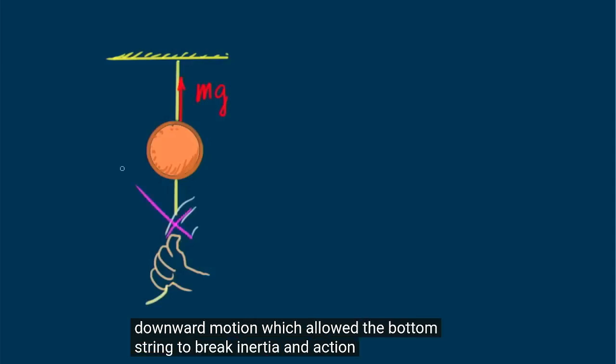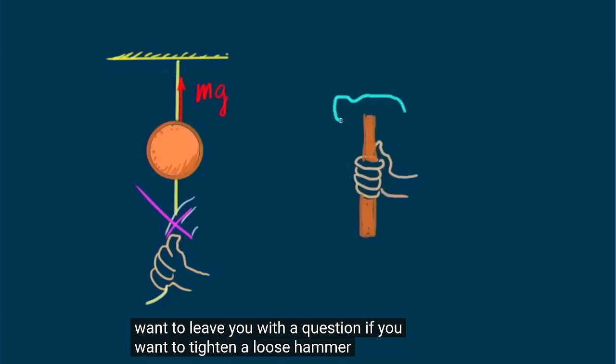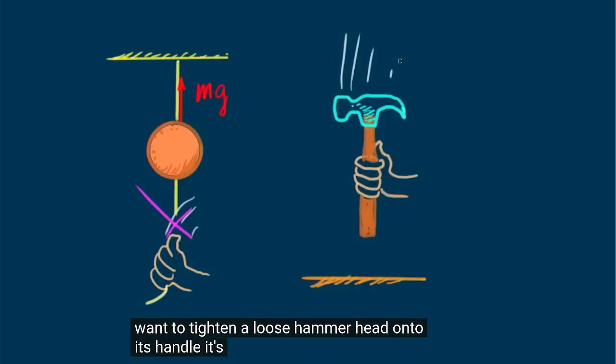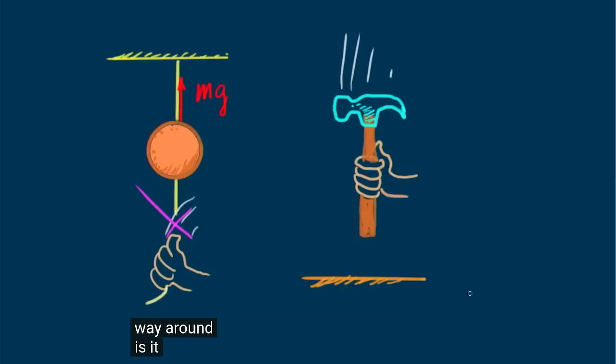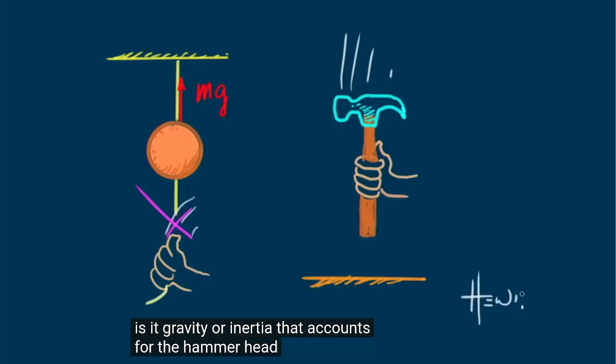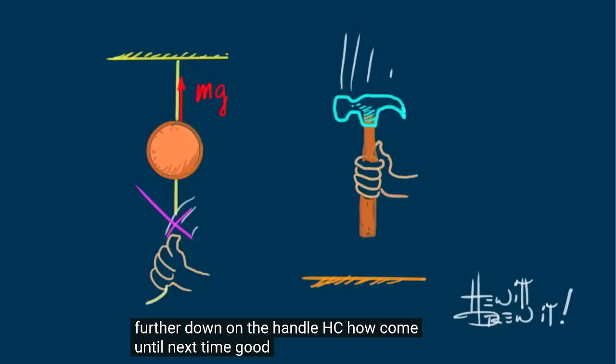Inertia in action. I want to leave you with a question. If you want to tighten a loose hammerhead onto its handle, it's a good idea to slam the bottom of the handle against a firm surface as shown, rather than the other way around. Is it gravity or inertia that accounts for the hammerhead sliding a little farther down on the handle? How come? Until next time, good energy.